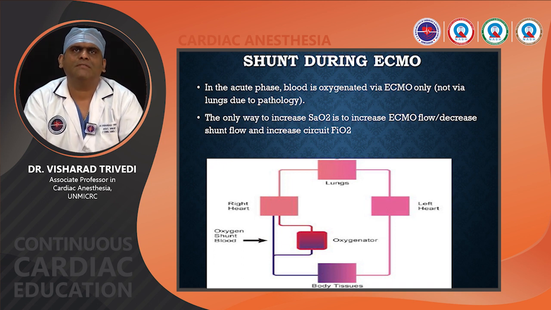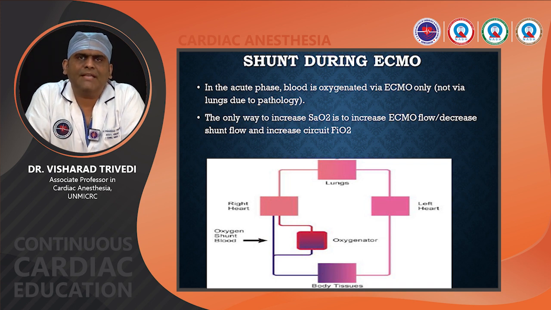So in the acute phase, blood is oxygenated via ECMO, and the only way to increase the saturation is to increase the ECMO flow or decrease the shunt flow and increase the circuit FiO2. Now this is very important. If you have started the VV ECMO and you see that the saturation is still not picking up, saturation is around 65 to 70%, how can you increase the saturation?